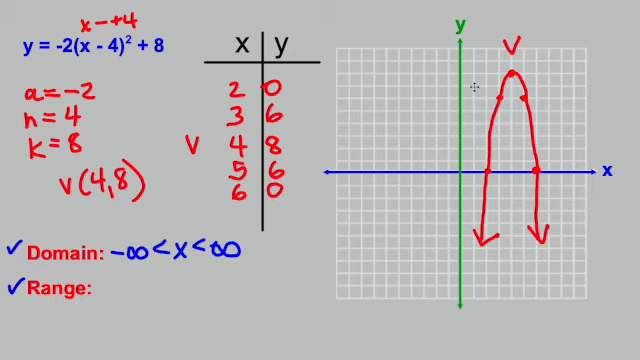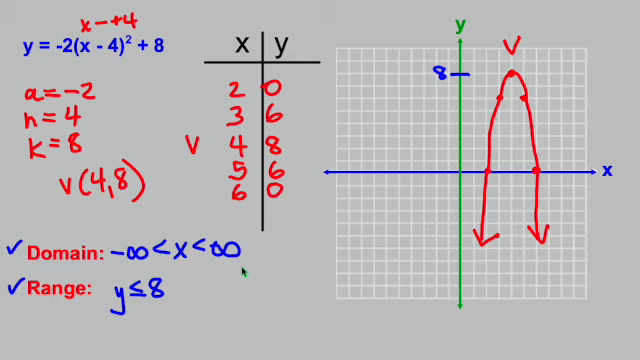Range. Well, my parabola stops here. This is the highest it ever goes, and that was a value of 8. So that means it can be anything that is less than or equal to 8. So y is going to be less than or equal to 8. So that would be my domain and range.